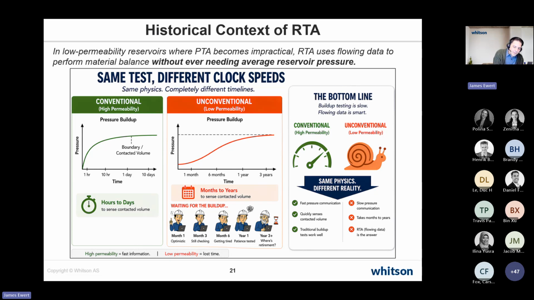And so what we found was that with rate transient analysis, we could get a sense of the material balance. We call it a flowing material balance because it's using the flowing pressures and the flowing rates. And so we could use data we already had to calculate what the in-place volumes were. And that's why RTA really took off a number of years ago. And so it's really been a major component in unconventional wells.